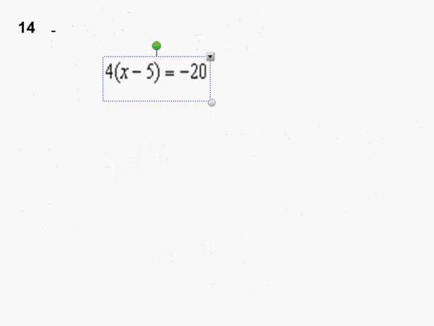Question 14, we have distributive property. I don't think that's a negative. I'm just going to go check my work here.